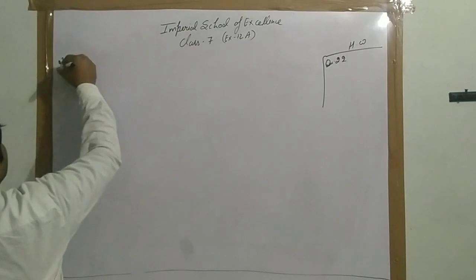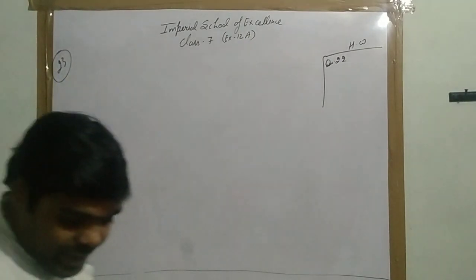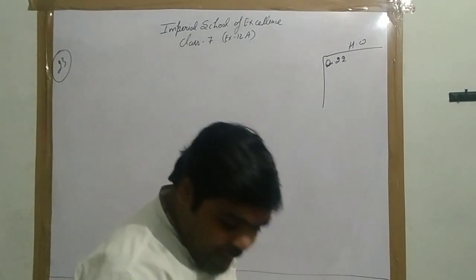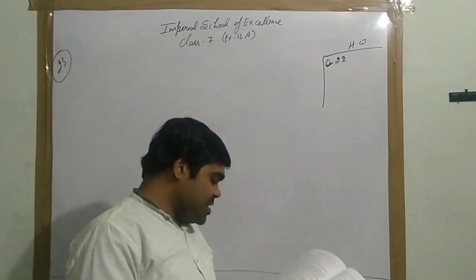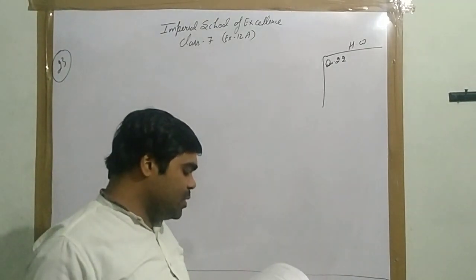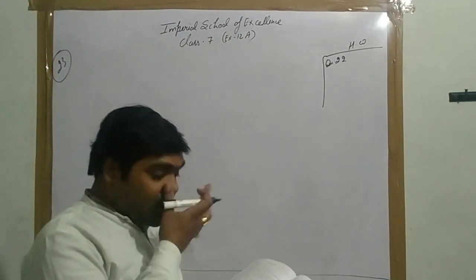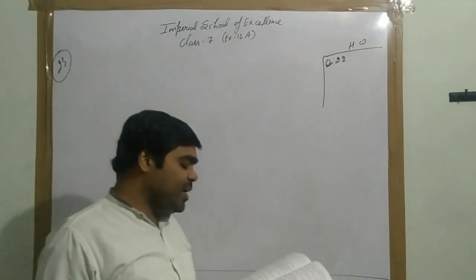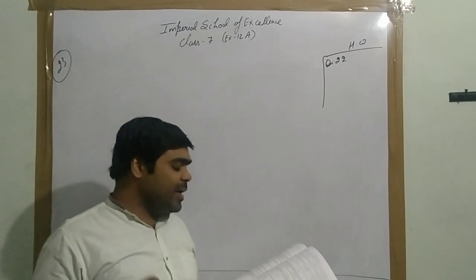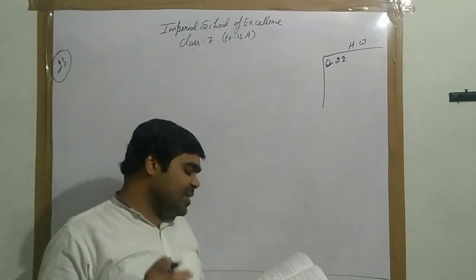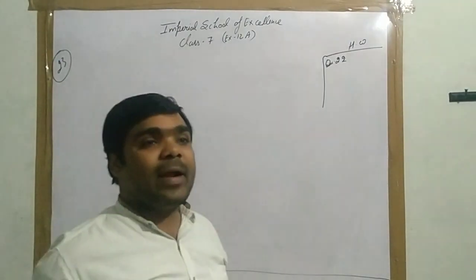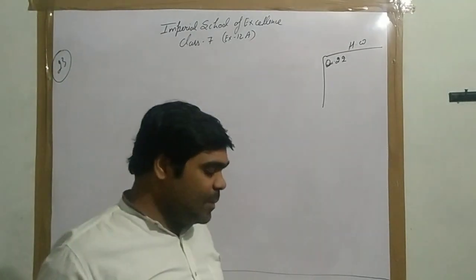Question number 23. The question is: a sum of money lent at simple interest amounts to rupees 4,745 in 3 years and to rupees 5,475 in 5 years. Find the sum and the rate percent per annum. We have to find the sum and the rate percent per annum in this question.